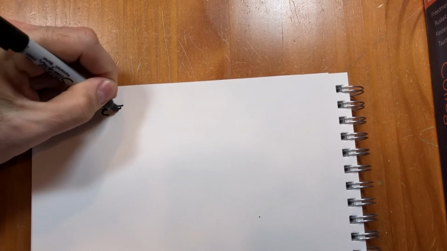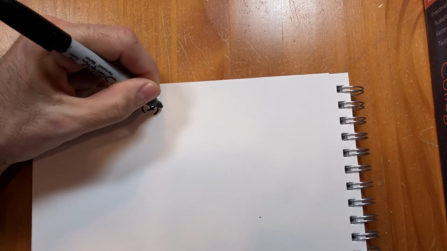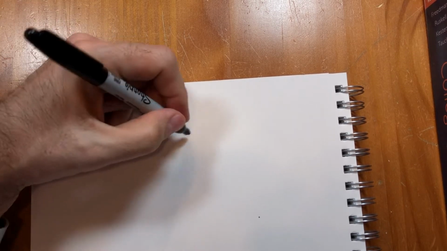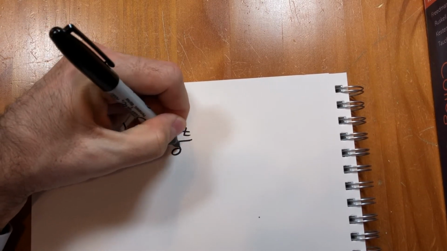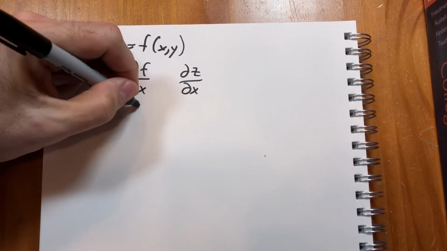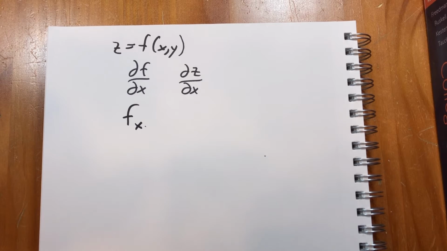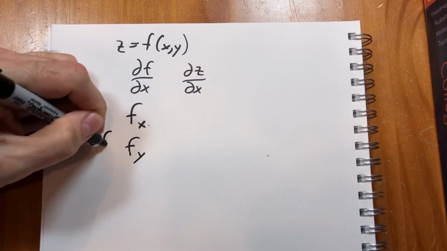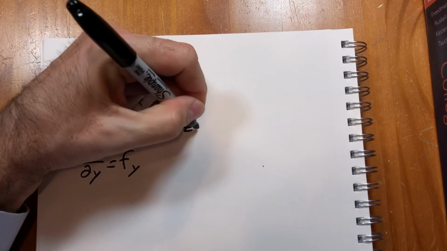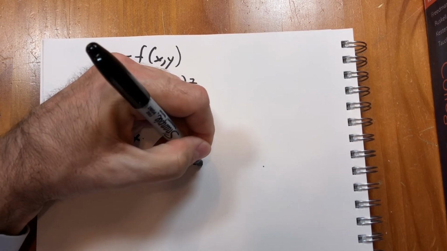We might also use some other notations. If z equals f(x,y), then instead of ∂f/∂x, we could say ∂z/∂x and ∂z/∂y. And also, instead of ∂f/∂x, we might use a subscript like that, f sub x or f sub y. Or, of course, we could also use z sub x and z sub y.